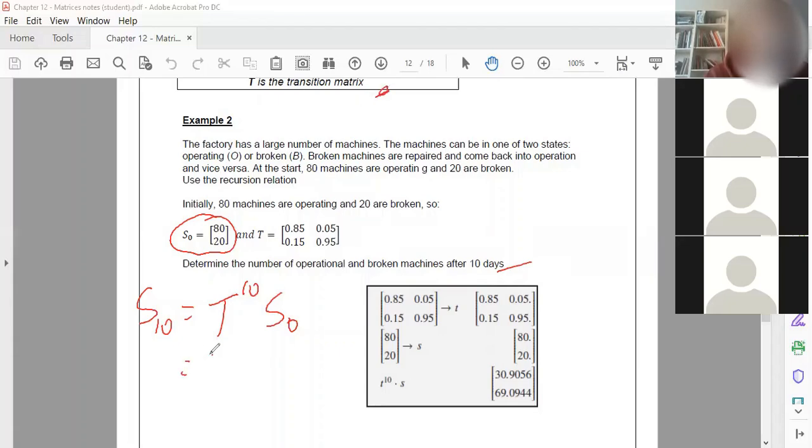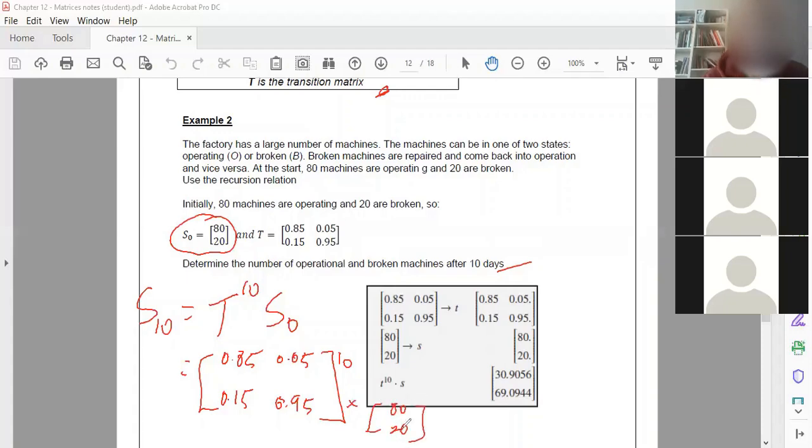So really, we're going to get the transition matrix, there it is there, 0.05, 0.95, to the power of 10, and we're going to times it by the original, 80 and 20. So I want you all to do that in your calculator. You don't need to do it like this. You can do it as one hit, exactly like I have written it in red. You will still get that. There's no need to save it to T, save it to S like here. You can just type it in.